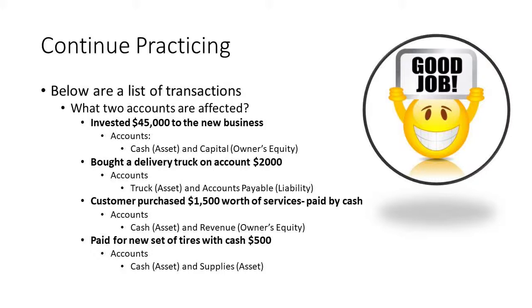And then what else? We pay cash. So what else gets affected? We pay cash for a new set of tires. What two accounts get affected? Well, we have equipment, that's the tires. What else? We paid cash, so we paid money out. So in this case, less money. The only two accounts that get affected are cash and equipment.